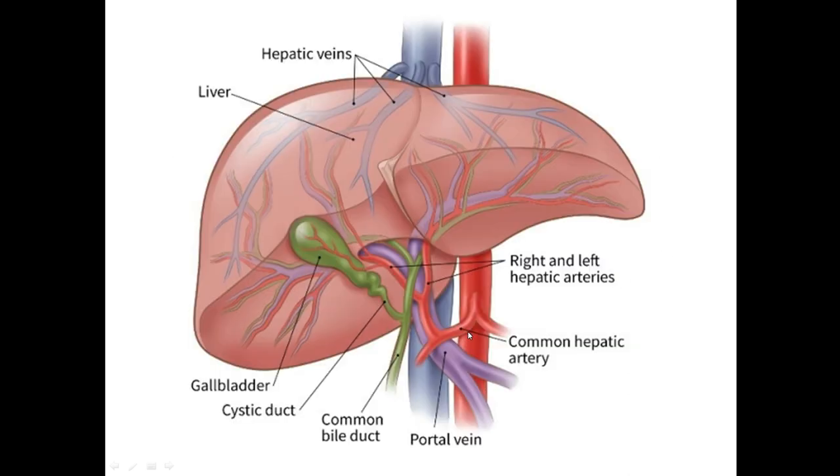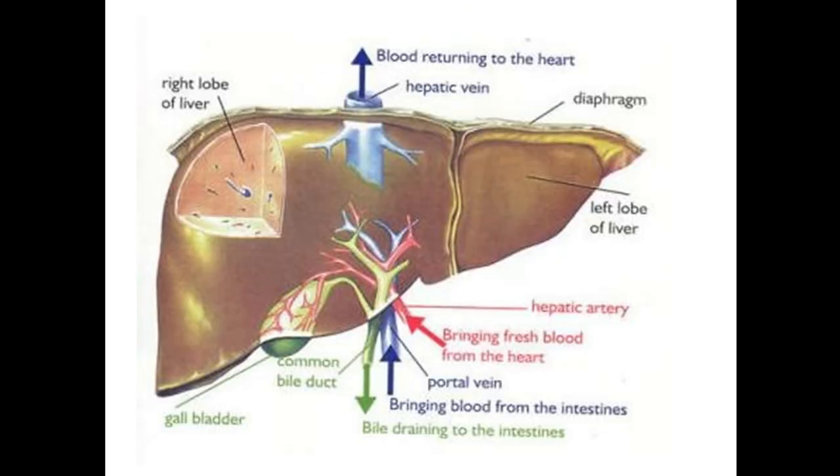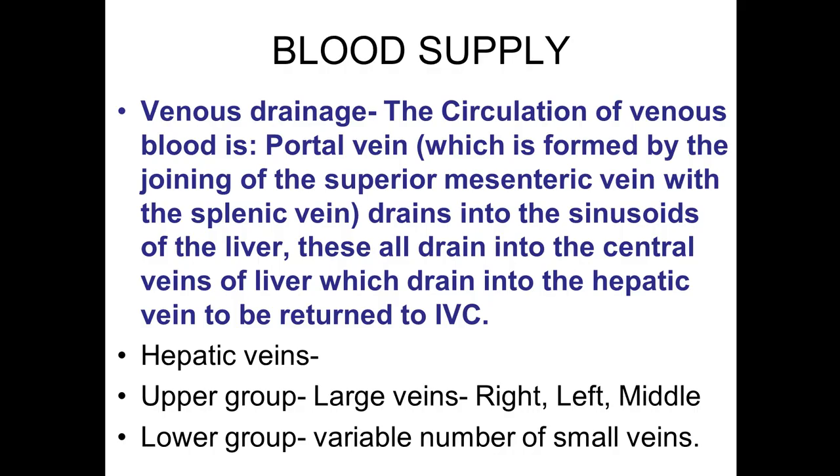Here lies the common hepatic artery and the portal vein. They are going to supply the liver. We are talking about the arterial supply. We can see the hepatic artery, which brings fresh blood from the heart, and the portal vein, which brings blood from the intestines to give nutrients to the liver. Arterial supply is clear. Now we'll come to venous drainage.